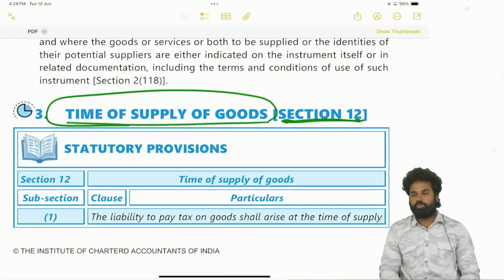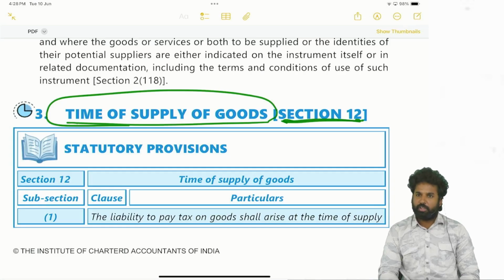Time of supply of goods. Here, as per section 12, we need to fix the point of time when the GST liability arises in case of supply of goods. Right. So this will be linked with the invoice date.